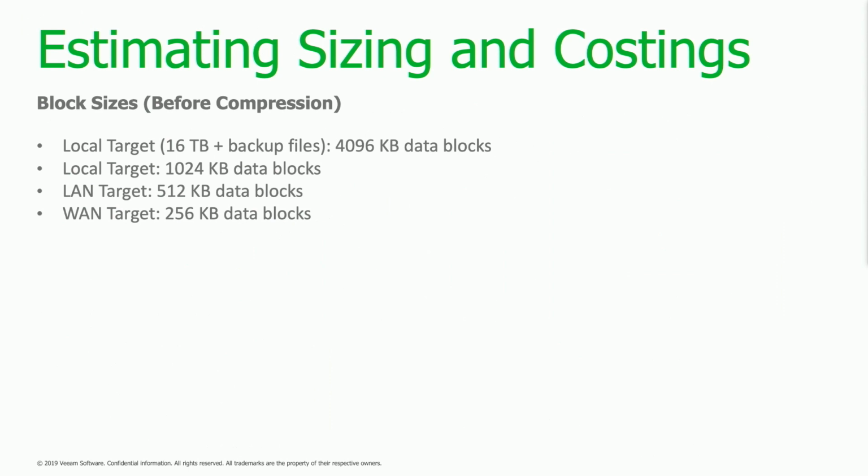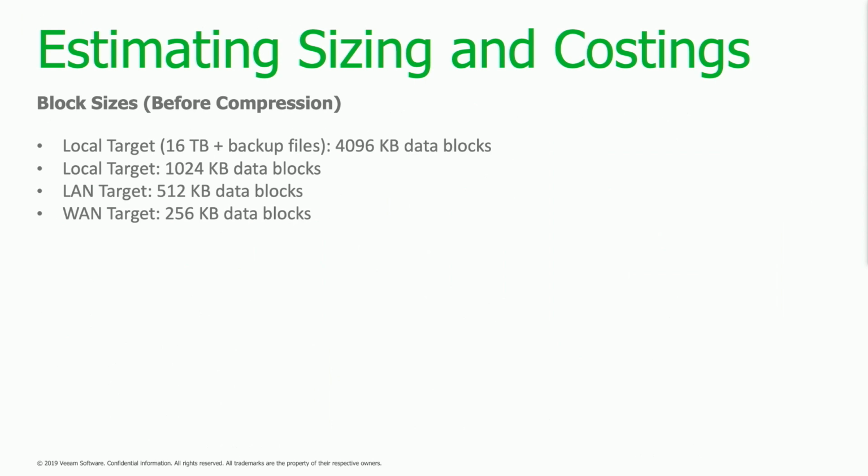Estimated sizing. This is where it becomes interesting in terms of how we size this. Veeam by default has four different levels of block sizes, and this is what you set when you create a job in Veeam. The default is 1024, and this is all before compression, by the way. The block sizes that we send up into the object storage are based on this. This is how we'll chunk it up.